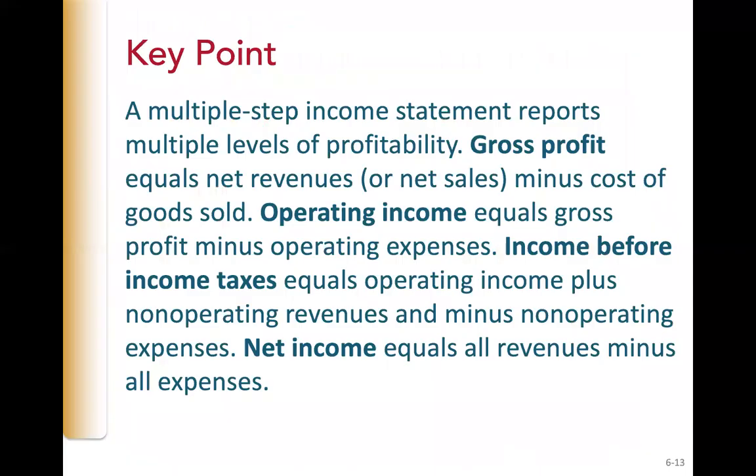A multi-step income statement reports multiple levels of profitability. Gross profit is your revenues minus cost of goods sold. Operating income equals gross profit minus operating expenses and is a key performance measure for predicting the future profit generating ability of the company. Income before income taxes is your operating income plus non-operating revenues minus non-operating expenses. Lastly, net income equals all revenues minus all expenses and is your bottom line number.